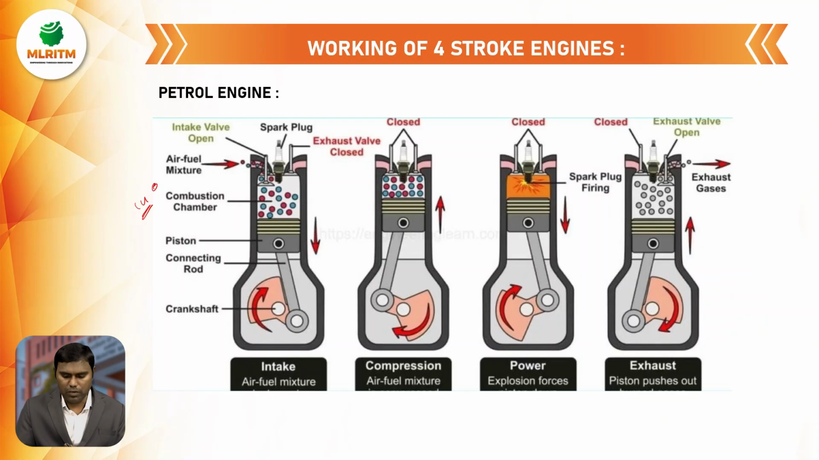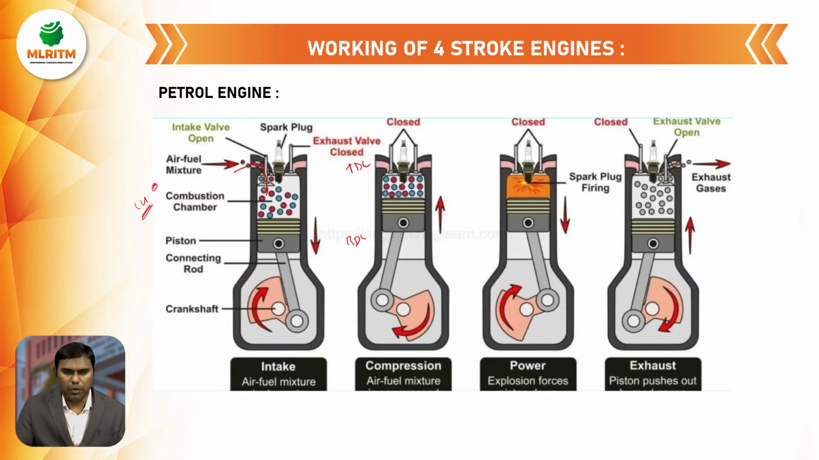Again, this 4-stroke petrol engine also consists of a suction stroke, compression stroke, expansion stroke, and exhaust stroke. In the suction stroke, air and fuel are mixed in a carburetor, and whenever the inlet valve opens, due to the pressure difference, this air and fuel mixture enters the engine cylinder through the inlet valve. So this is called a suction stroke. Then in a compression stroke, the piston moves from BDC to TDC. Then this charge, the air and fuel mixture, is compressed.